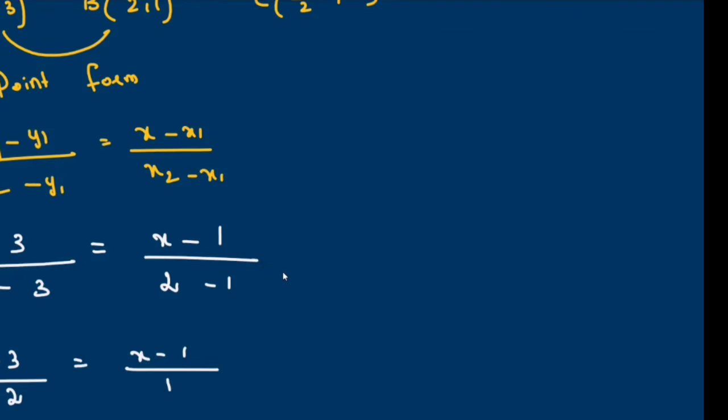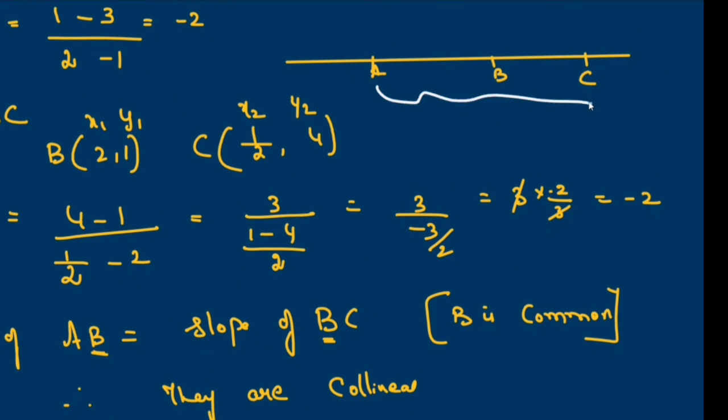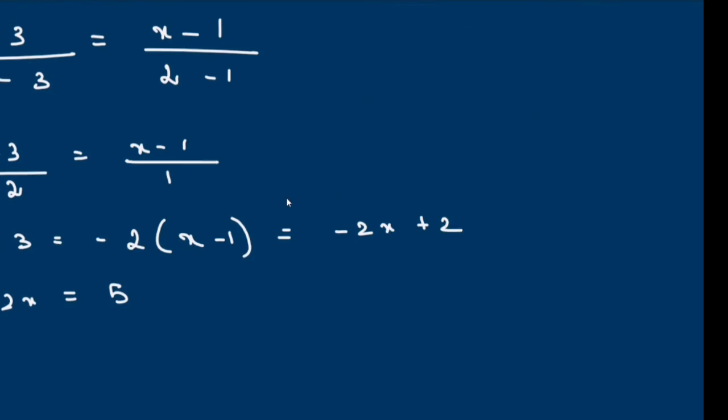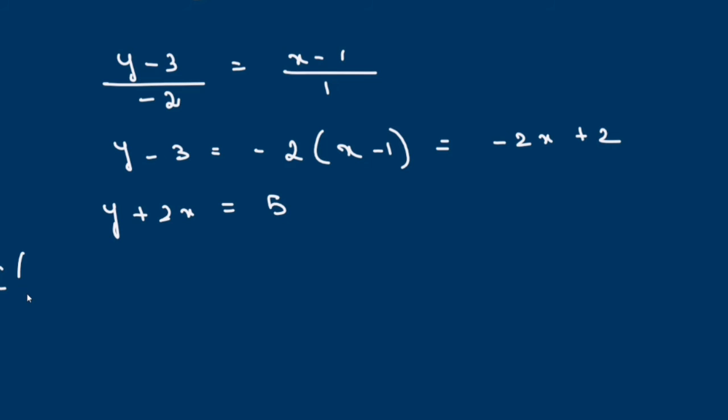Now we got the equation of the line. This line's equation we got. Okay, this is the equation of this line. So we have to prove the third point is on this line. So what we should do now, take the third point. The third point is 1 by 2 comma 4. Put x is 1 by 2 and y is 4. You should get the answer 5. Only then we can say the third point is on the line.